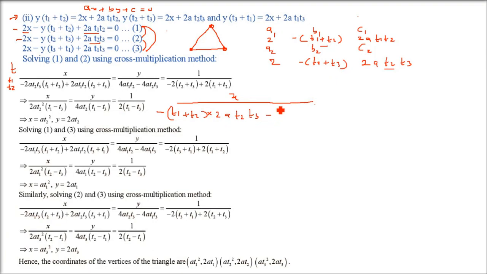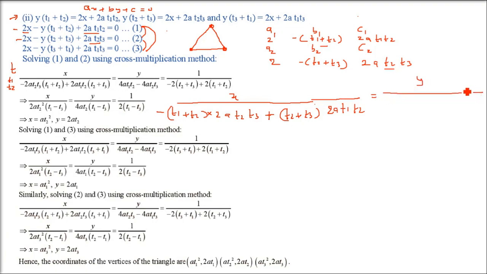Now the second one is B2 C1 minus B2 C1. So we have to multiply these two, minus, so minus minus becomes plus, and this is 2a T2 T1, minus T2 T3 into 2a T1 T2. So this is what we get as the denominator of x.